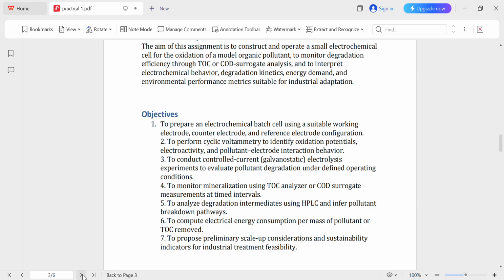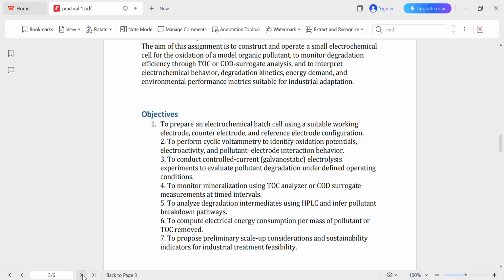Next, to analyze the degradation intermediates using HPLC and infer the pollutant breakdown pathway. Using HPLC to see what new chemicals form during the cleaning process, understanding how the pollutant breaks down step by step. To compute the electrical energy consumption per mass of the pollutant and TOC removed. Calculate how much electricity is used to remove a certain amount of the pollutant.